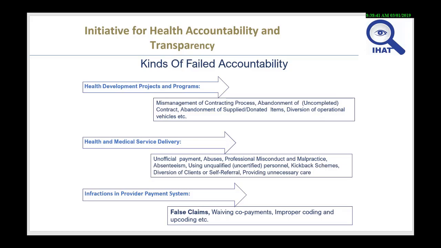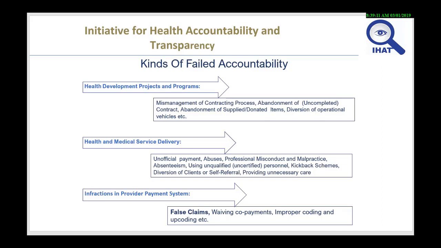There is also diversion of operational vehicles and other supplies and even equipment. The second category has to do with health and medical service delivery. This is where you see a lot of abuses, breaches of standards and procedures, and it includes unofficial payment, what we sometimes call under-the-table payment.